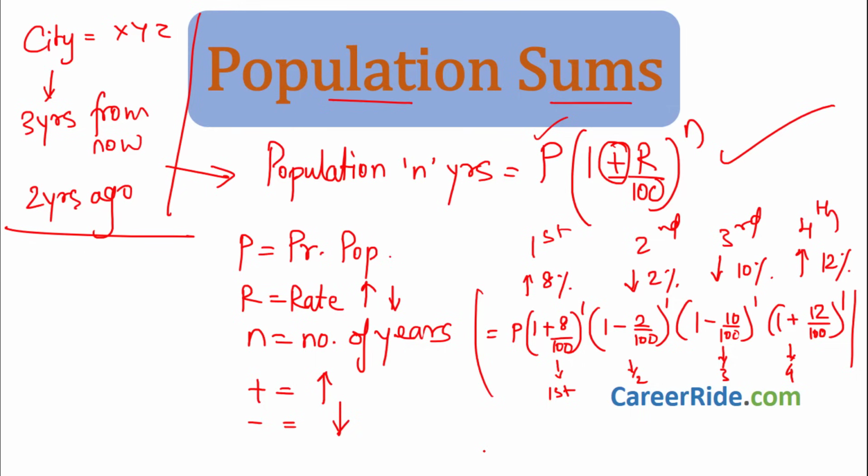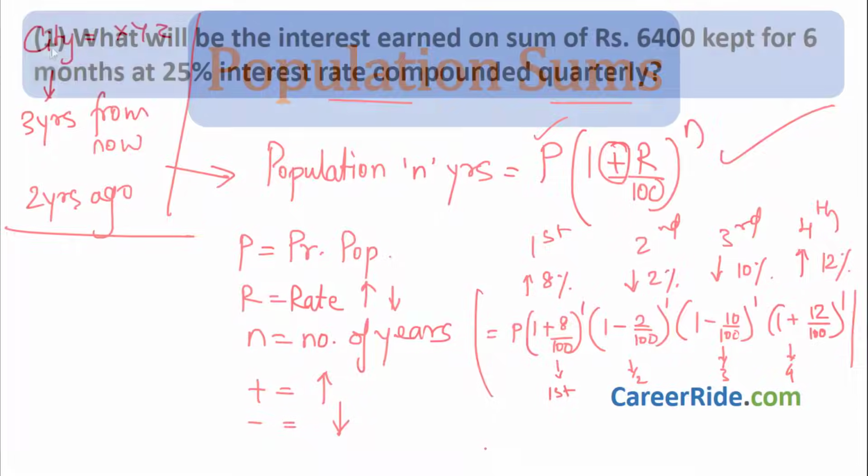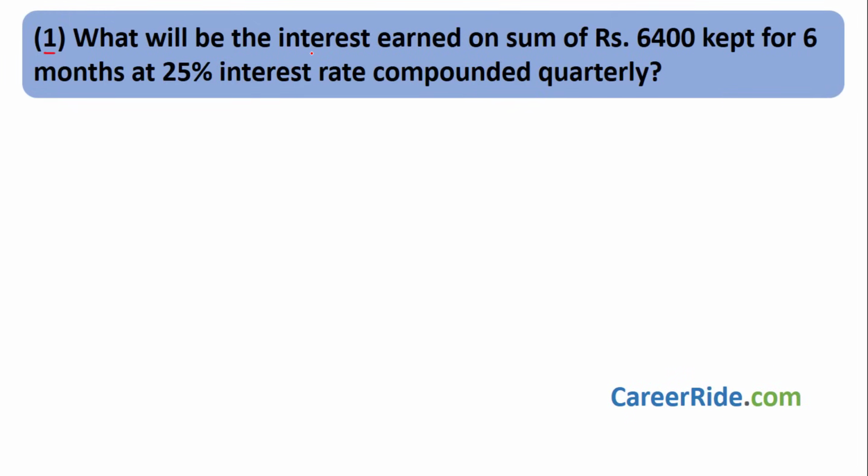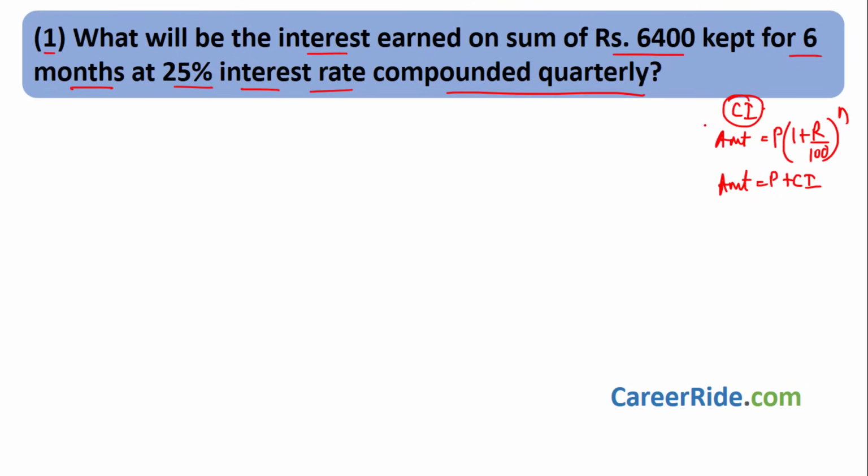Now let's go to question number 1. What will be the interest earned on a sum of rupees 6,400 kept for 6 months at 25% interest rate compounded quarterly? Now over here, what have we learned earlier? The formula for compound interest. What is it? Amount after n years is nothing but P into 1 plus rate of interest by 100 raised to n. Also, amount is nothing but principal plus compound interest, right?